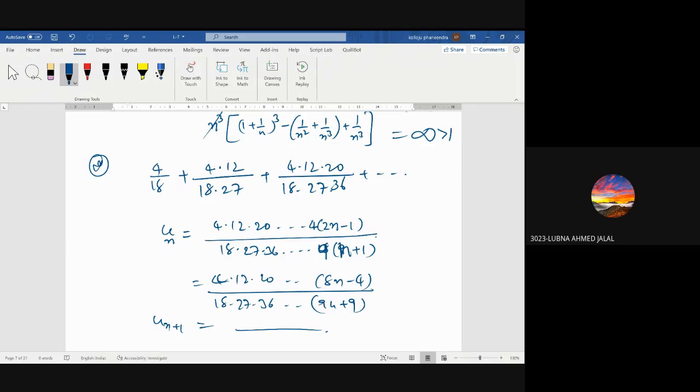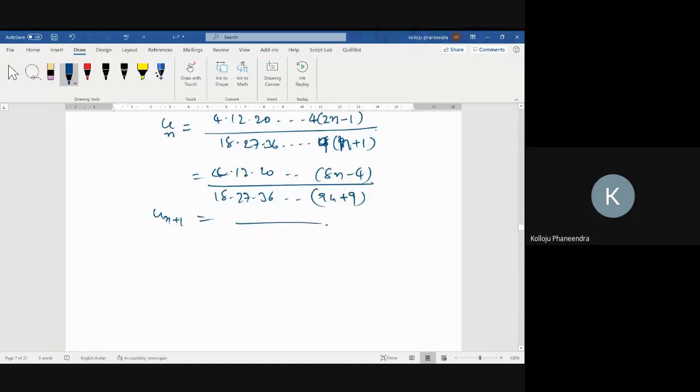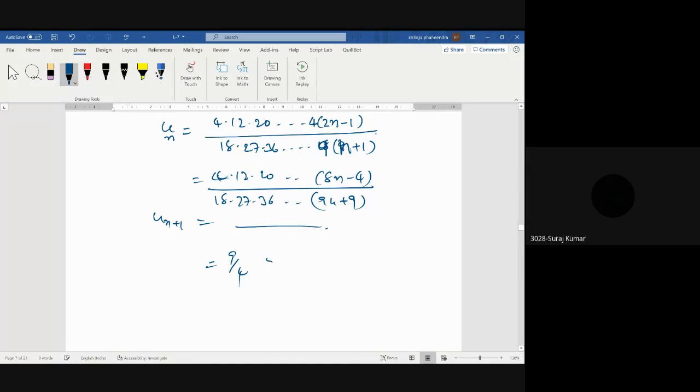No, sir. We get 9 by 4. Test fails? Yes, sir, we get 9 by 4 as the limit. It is convergent. No, sir, it will get infinity. 9 by 8, I think, sir. 9 by 8 we will get, sir. Yes, sir, 9 by 8. Sorry, it's 9 by 8. Convergent.